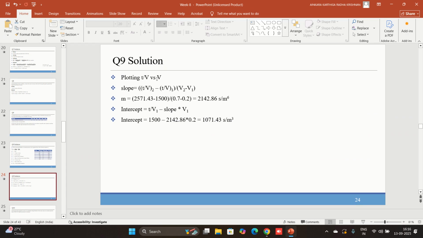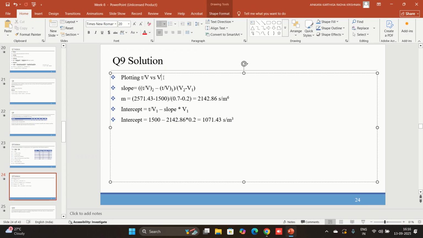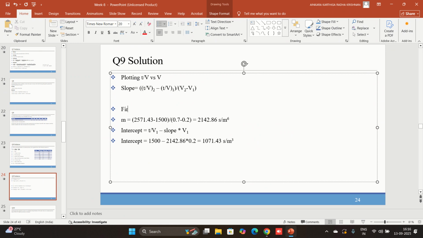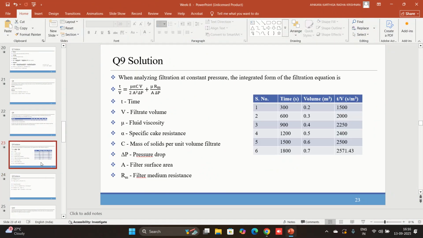So first plotting T by V versus V, similar to what we saw, y is equal to mx plus c. So slope will be y2 minus y1 divided by x2 minus x1. So we are taking, similar to that, the first and the last point. So m is slope, which is this is time, this is volume, and this is T by V in seconds per meter cube. So we are dividing this by this.